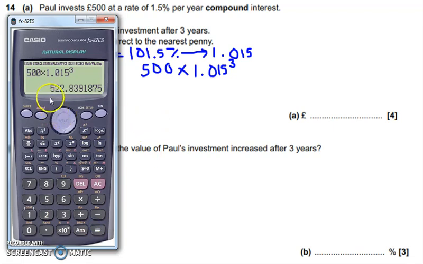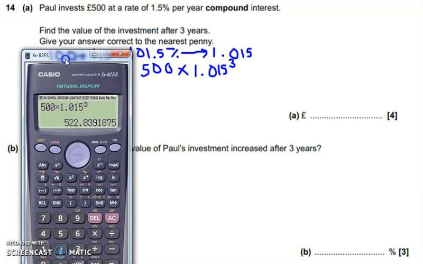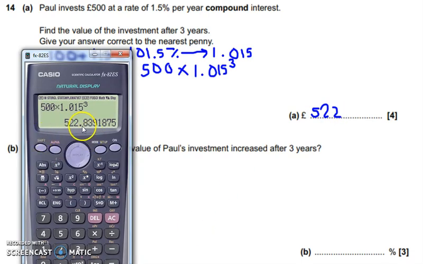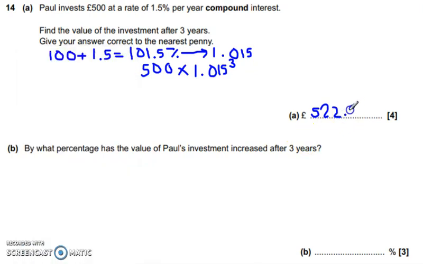Okay, and we get this long answer here. Now remember, in the question, it wants it to the nearest penny. So it's going to be £522. Get our calculator back up, and it's 0.839. Round that to 2 decimal places. So we're doing money, so it's going to be 0.84. So 522.84. Okay, and that is how much his investment will be at the end of the 3 years.